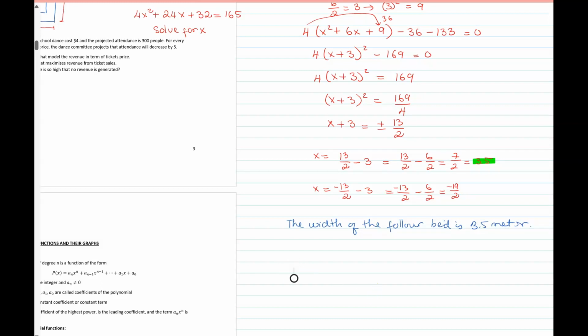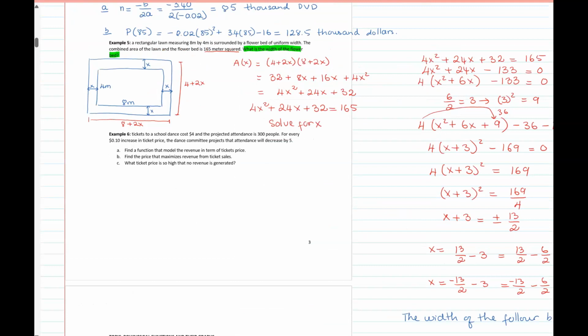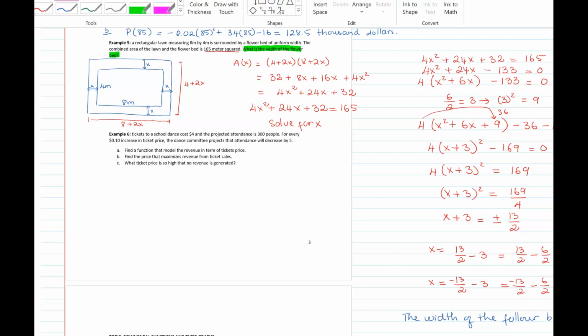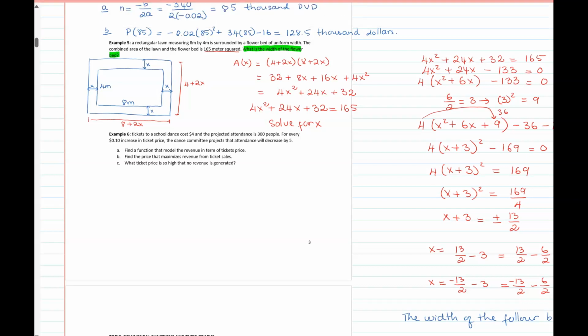Okay. Let's take a look at the next problem. A ticket to a school dance costs $4, and the projected attendance is 300 people. For every 10-cent increase in ticket price, the dance committee projects that the attendance will decrease by 5. Find a function that models the revenue in terms of the ticket price. So first, let's start by letting x be the multiple of 10-cent increase in ticket price.